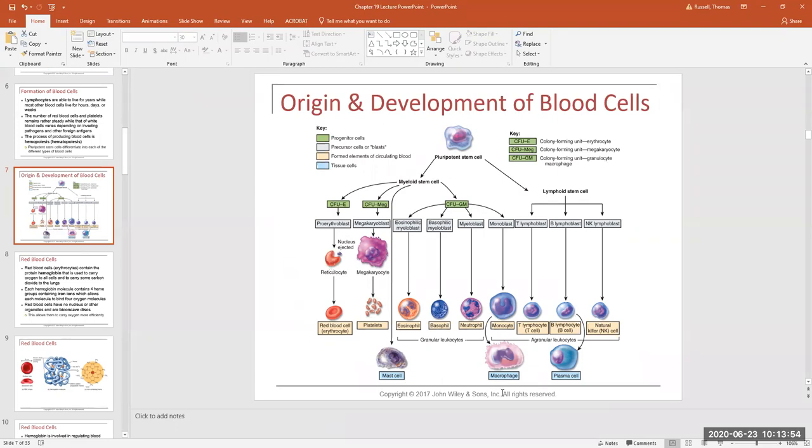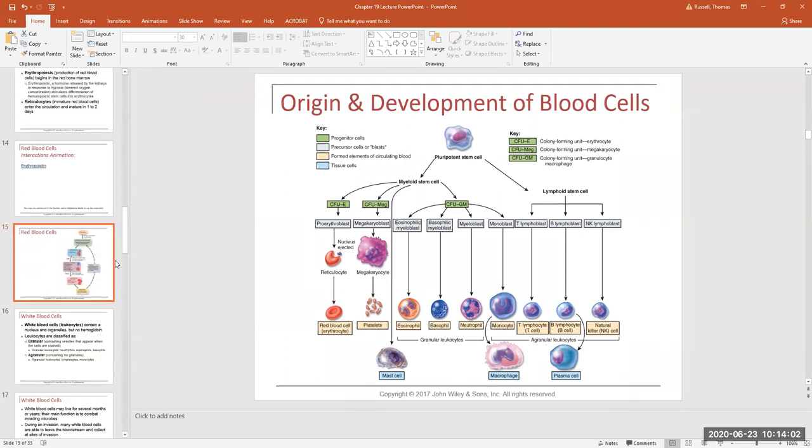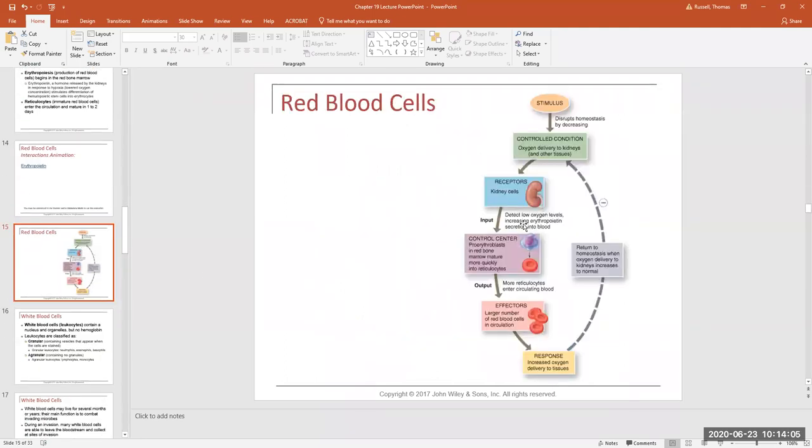So all of this, remember, this developmental sequence of all the formed elements occurs in the red bone marrow. The kidneys dump out EPO, which circulates down to the red bone marrow. EPO binds to receptors on the proerythroblast and causes the production of, I know this picture's incorrect, they show a mature cell here, but it develops into reticulocytes. The reticulocytes then enter circulation from the red bone marrow, and within a couple of days, they turn into the mature red blood cell. So the more red blood cells we produce, the more oxygen we can transport.